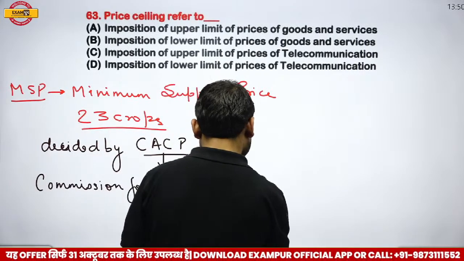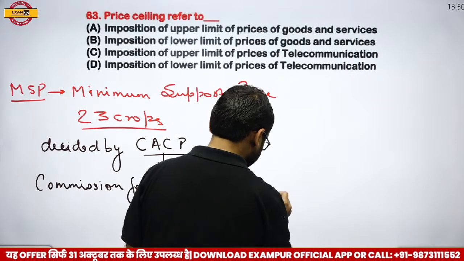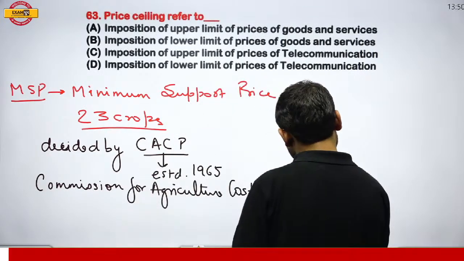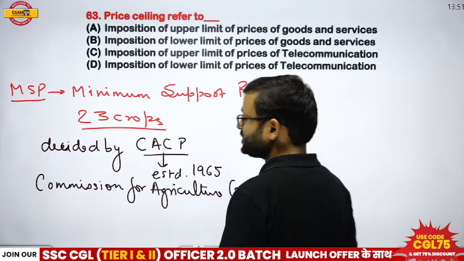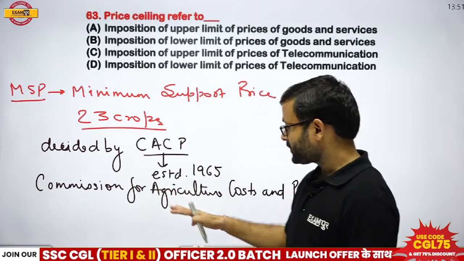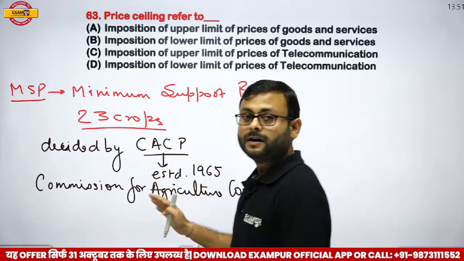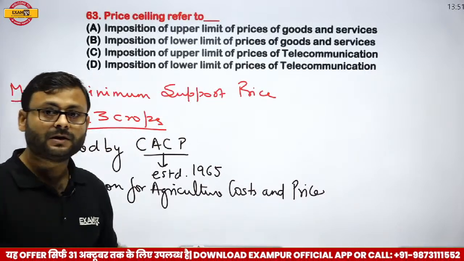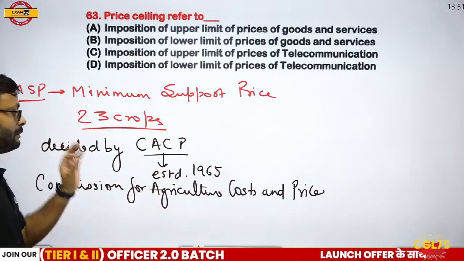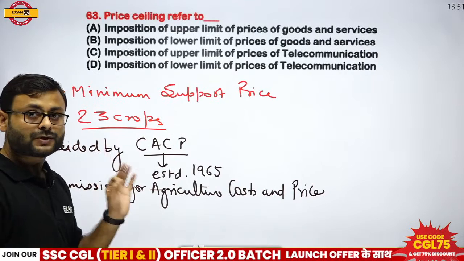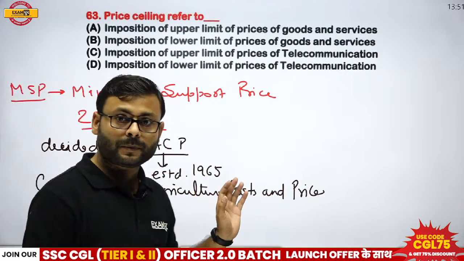Commission for Agriculture Costs and Prices. This is the full form of CACP, and it decides the MSP for the farmers' produce, but they are not the sole authority to publish the price.